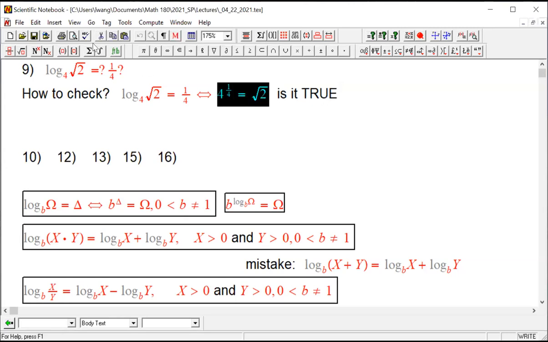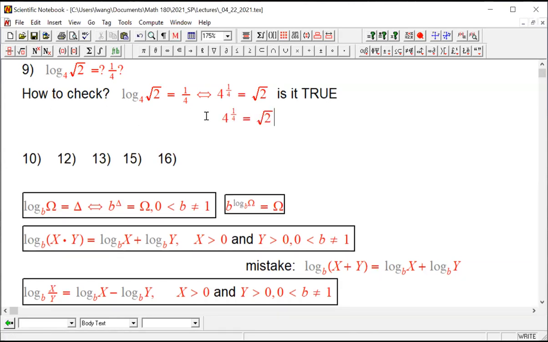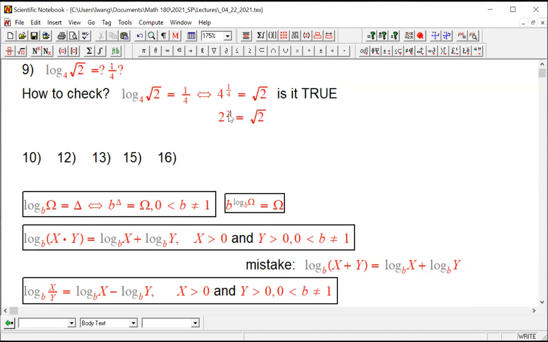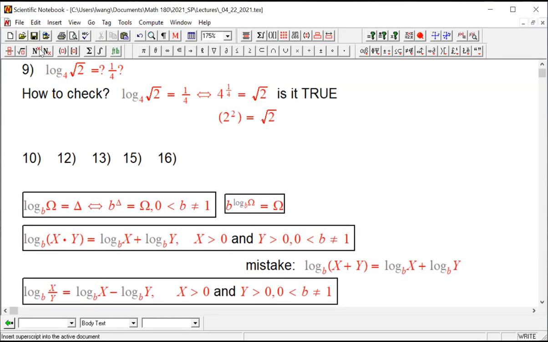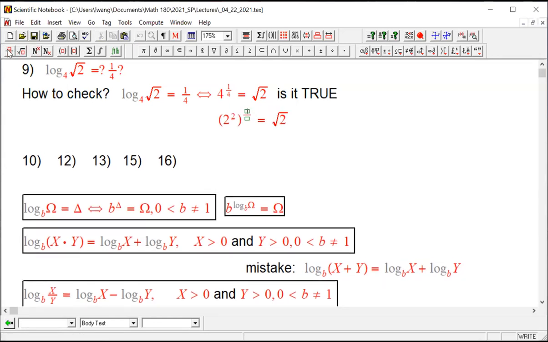And then you're gonna work it. How do you work it? Well, I will work it this way. I'm gonna make this as 2 squared, and that's gonna be in the parentheses. 2 squared is 4, and that's gonna be 1/4 as the power. And over here, this is 2 raised to the power of half.